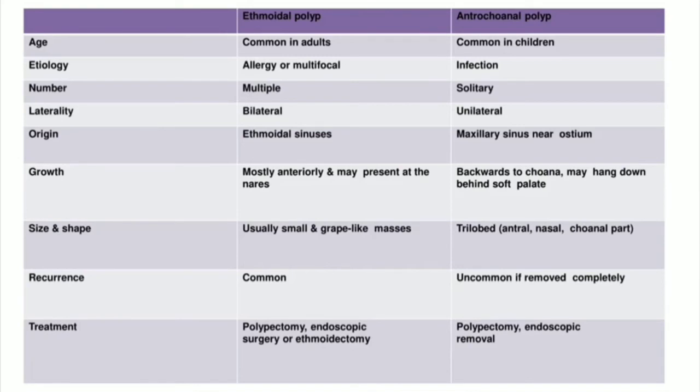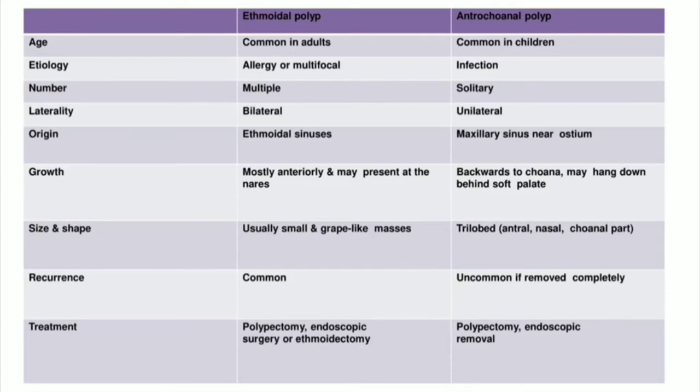The growth is mostly anterior and may present at the nares. They are usually small and grape-like masses. Recurrence after removal is common. The treatment is by polypectomy, endoscopic surgery, or ethmoidectomy.